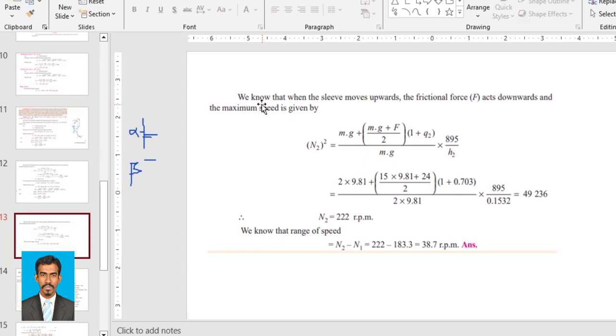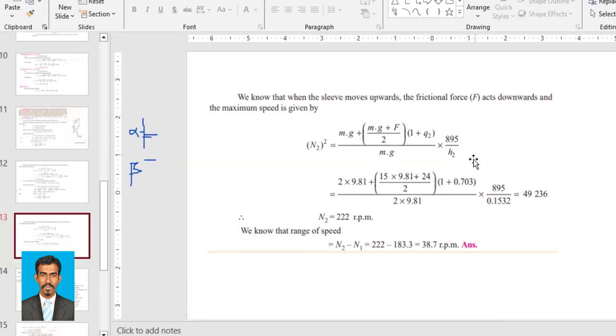Where to apply this friction? Which side? Which direction? We know that when the sleeve moves upwards, the frictional force acts downwards, and the maximum speed is given by this formula. Why? When the speed increases, the sleeve moves upwards. If the sleeve moves upwards, the frictional force will act downwards. So therefore, F is positive. Why? Weight Mg, the mass, is also acting downwards. Frictional force F is also acting downwards. That's why it is positive, right?